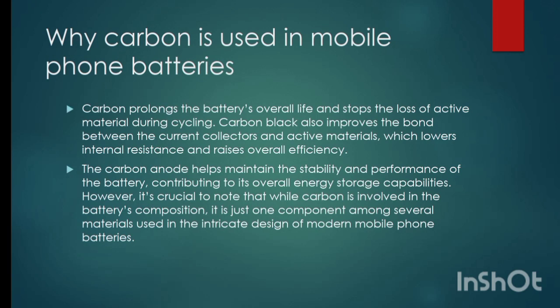Why is carbon used in mobile phone batteries? Carbon prolongs the battery's overall life and stops the loss of active materials during cycling. Carbon black also improves the bond between the current collectors and active materials, which lowers internal resistance and raises overall efficiency of the mobile phone. The carbon anode helps maintain the stability and performance of the battery, contributing to its overall energy storage capabilities. However, it's crucial to note that while carbon is involved in the battery's composition, it is just one component among several materials used in the intricate design of modern mobile phone batteries.